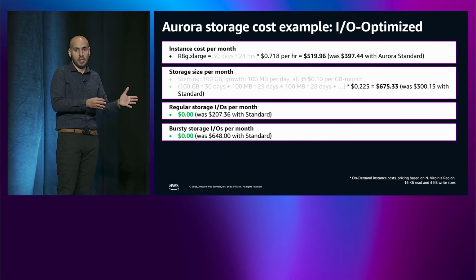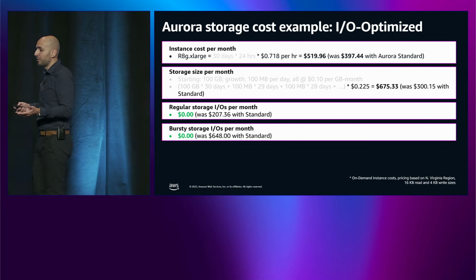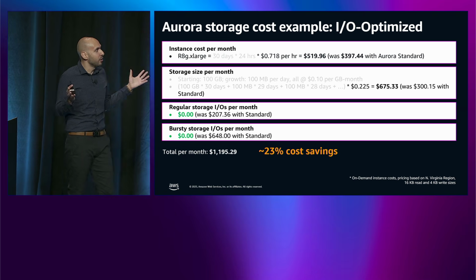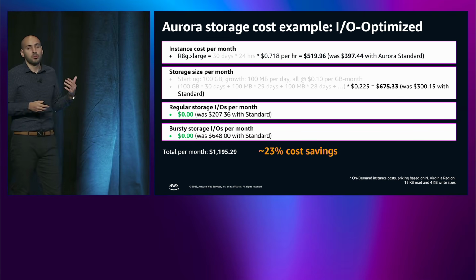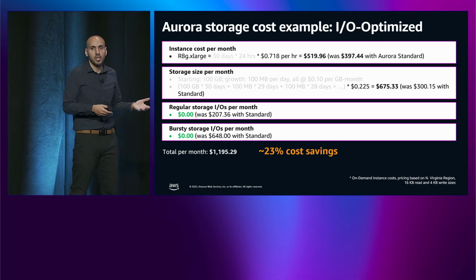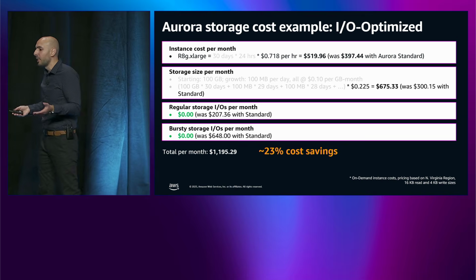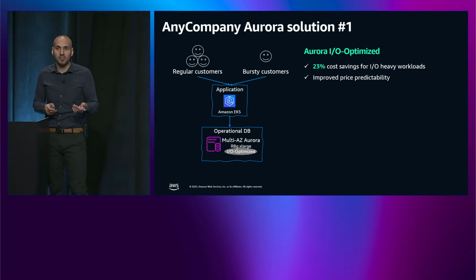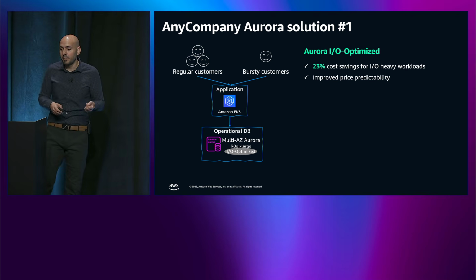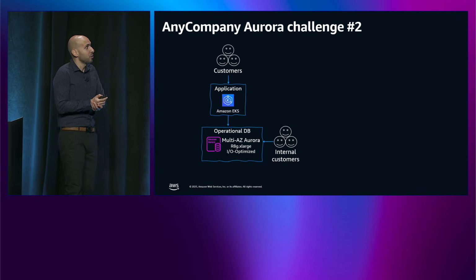either the regular I/O and also the burst I/O. These are completely free. And the outcome, if you actually combine the cost together, you get 23% cost savings. Even though you pay more for compute and storage, you still manage to achieve 23% cost savings because you pay nothing for I/O. This is particularly useful for I/O-intensive applications. By seamlessly switching to I/O optimized, any company managed to achieve 23% cost savings, and also as a bonus point, got predictable pricing.